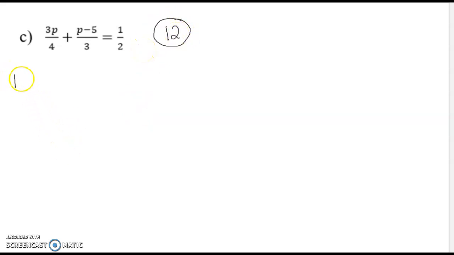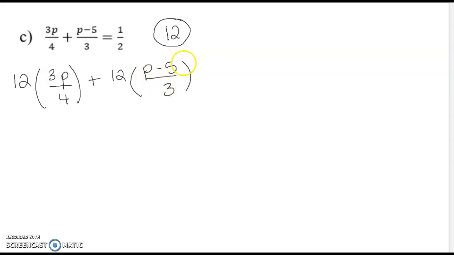So first thing first, I'm going to put my 12 out in front, open up my bracket, and I'm going to have 3p divided by 4. Okay, then I have my plus sign. Okay, and now I'm going to multiply this whole term by 12. So I'm going to have 12, and then I'm going to have p minus 5 divided by 3. And that equals, and lastly I have my 1/2, and I multiply that by 12, so 12 multiplied by 1/2.